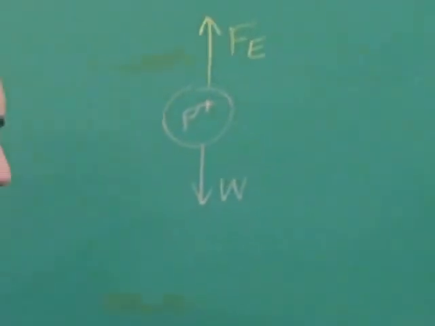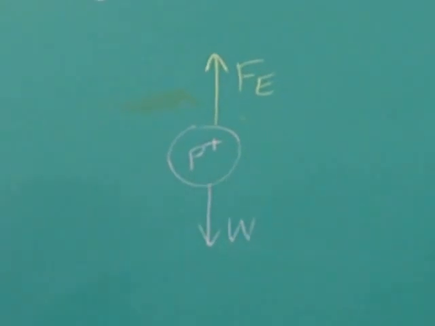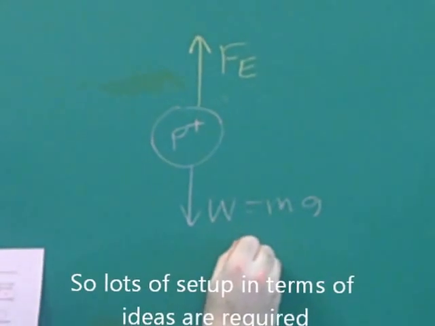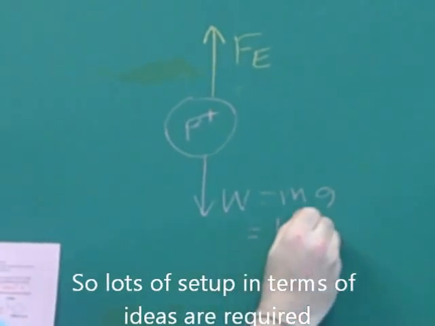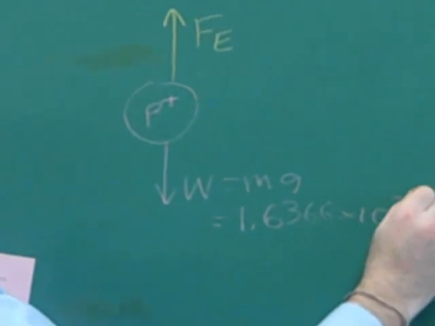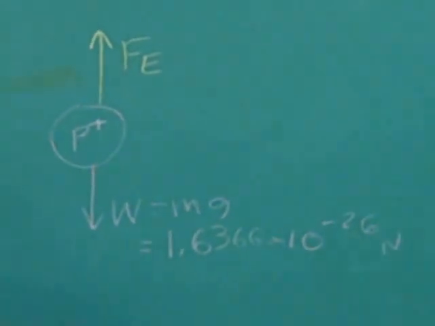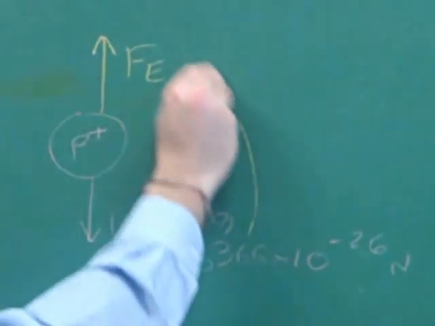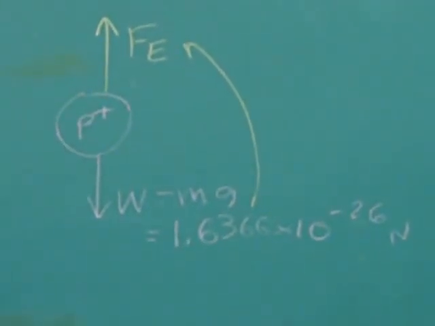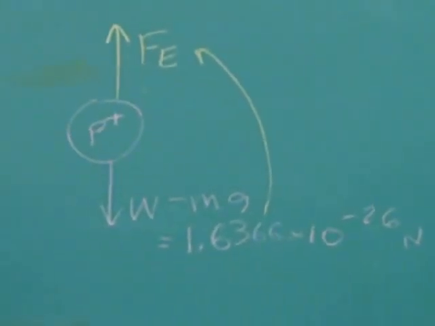Are these two forces balanced or unbalanced? Definitely balanced, because the net force is 0 because it's stationary. You know the mass, gravity is 9.8. So you're going to find that the weight is 1.6366 or so times 10 to the minus 26 newtons. That is also going to be your electric force. The question says find the amount of field on the proton.